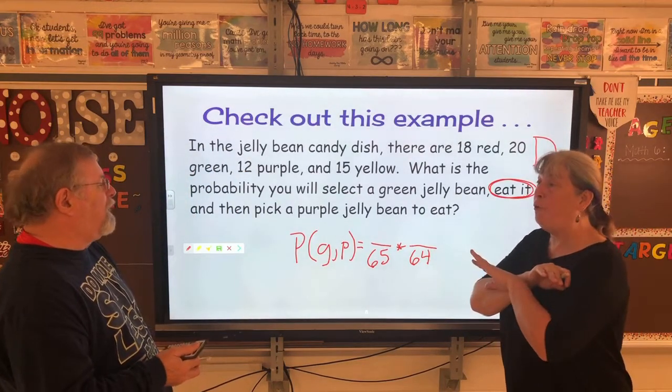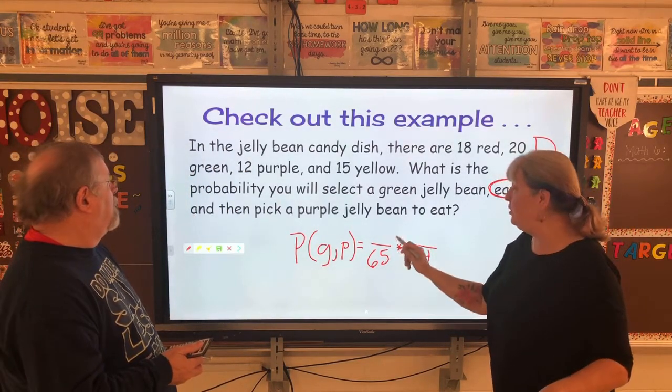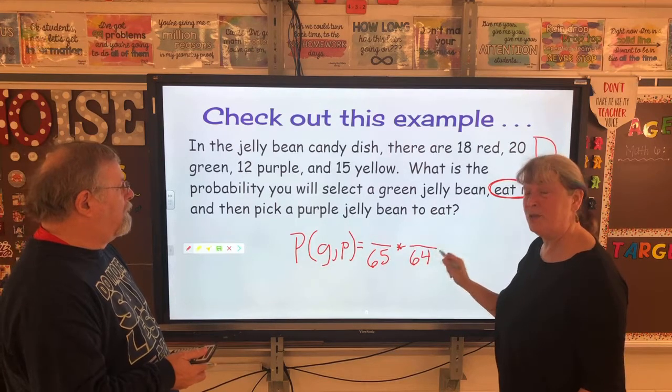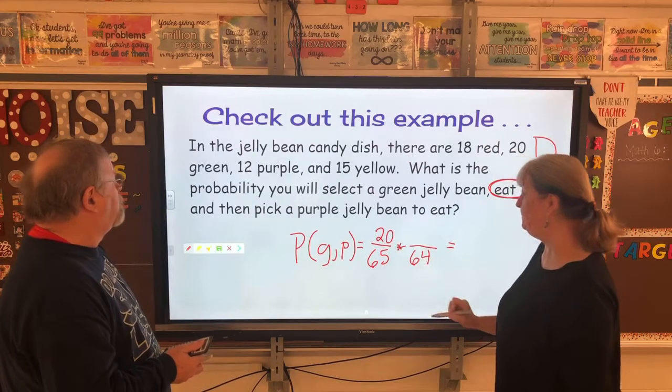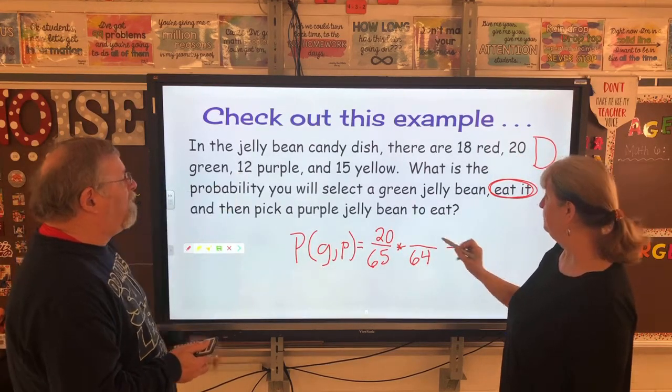I'm sorry, I shouldn't have tried to rush. Before I did anything else, I wanted to show that I knew that was going to go down by 1. So we have 20 out of 65 times, and we're looking for purple, 12 out of 64.